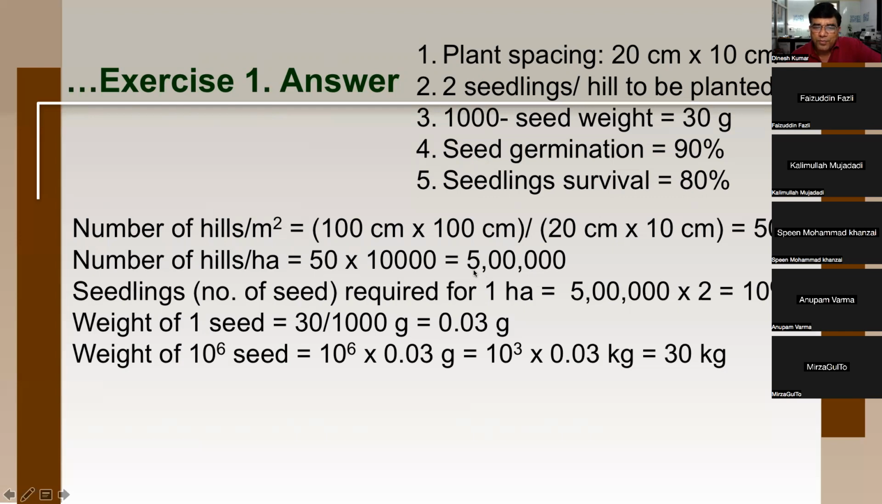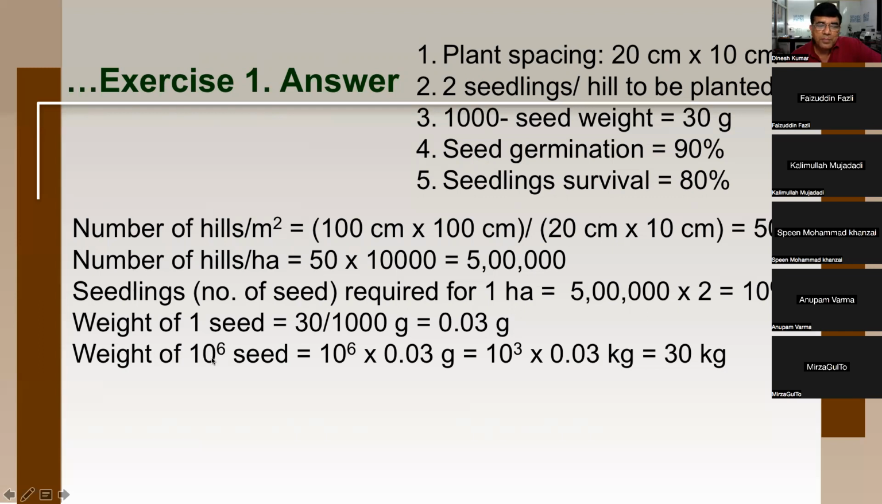It is not 5 million. Seedlings: the number of seeds required for 1 hectare, because in one place you are going to have 2 seedlings. That means 2 seeds. So you multiply 5 lakh by 2 and get 10 to the power 6, which is 1 million. And then the weight of 1 seed. Because 1000 seeds have 30 gram weight, 1 seed will have 0.03 gram weight, isn't it?